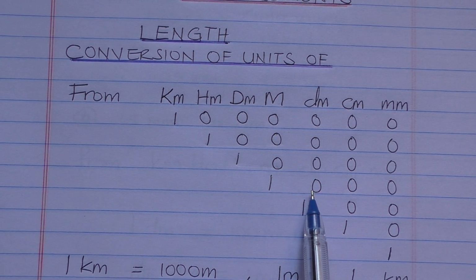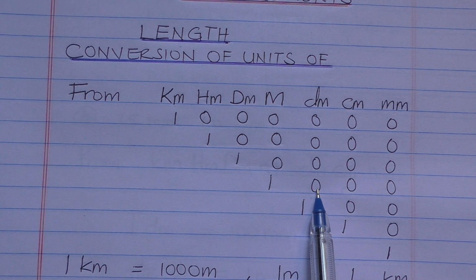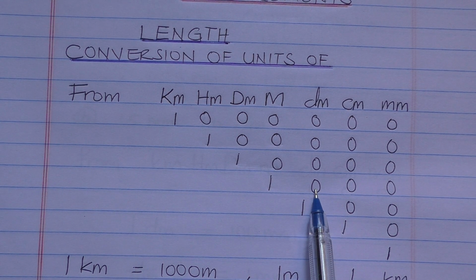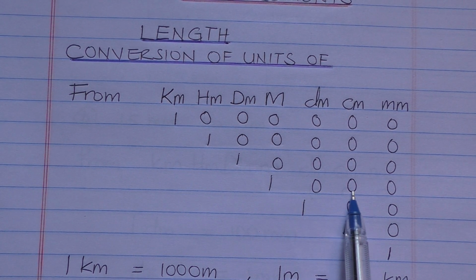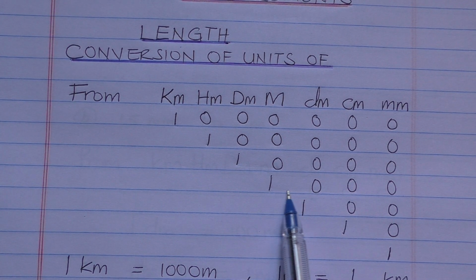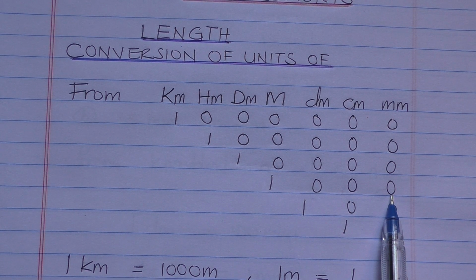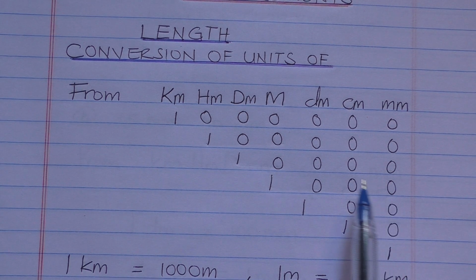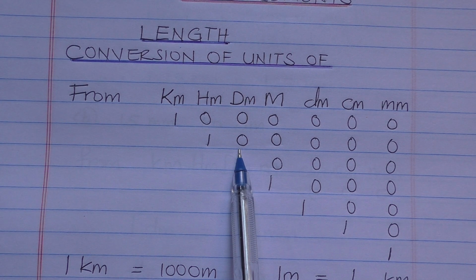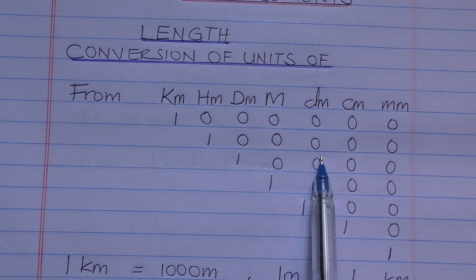and 1 meter is equal to 10 decimeters, 1 meter is equal to 100 centimeters, 1 meter is equal to 1,000 millimeters. So it's a matter of moving from what you are converting from to what you want to convert to.